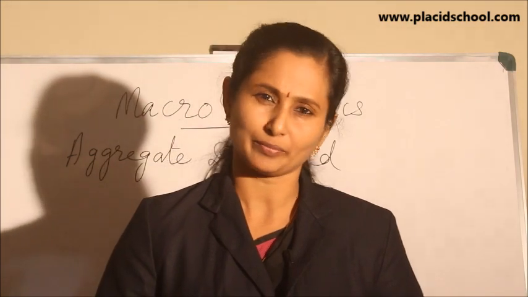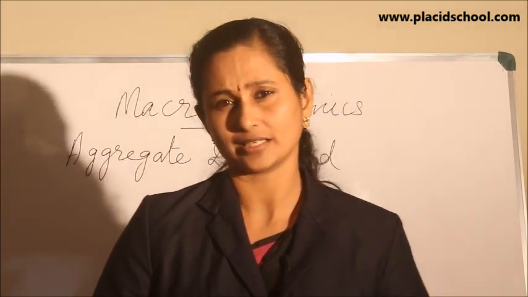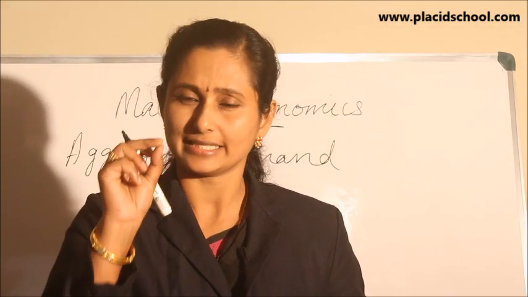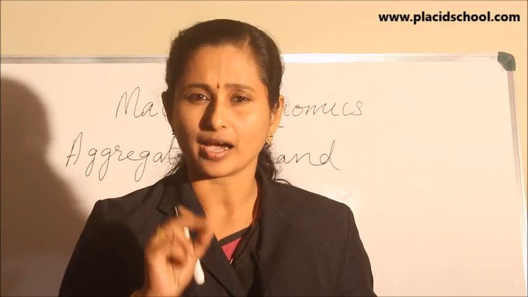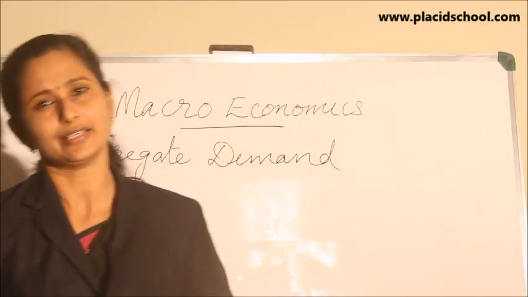This theory is developed by John Maynard Keynes. Keynes says that equilibrium level of income in an economy is determined at the point where aggregate demand is equal to aggregate supply. Then what is aggregate demand?